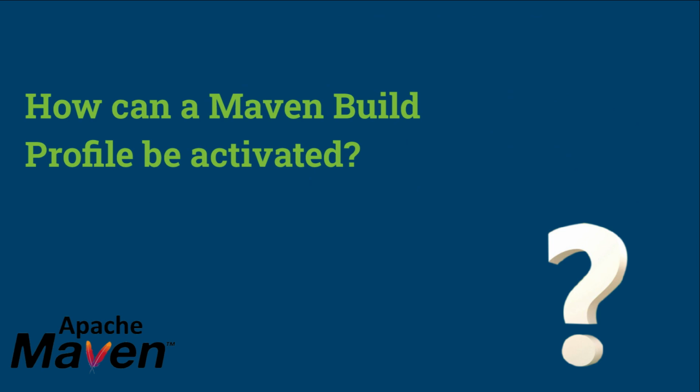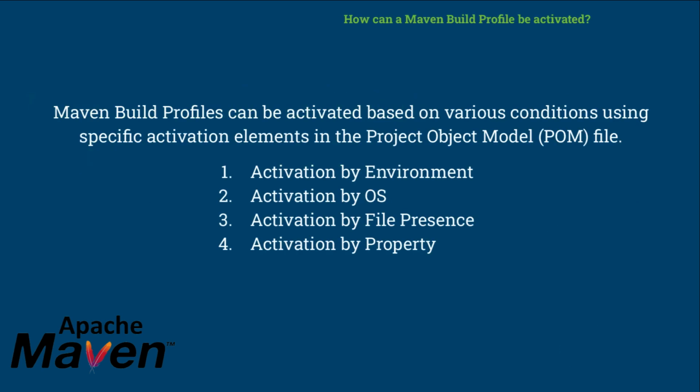Second question, how can a Maven Build Profile be activated? Maven Build Profiles can be activated based on various conditions using specific activation elements in the project object model (POM) file. The activation can be triggered by one or more of these mentioned here. 1. Activation by environment. Profiles can be activated based on the presence or absence of a specific environment variable, system property, or Java version.